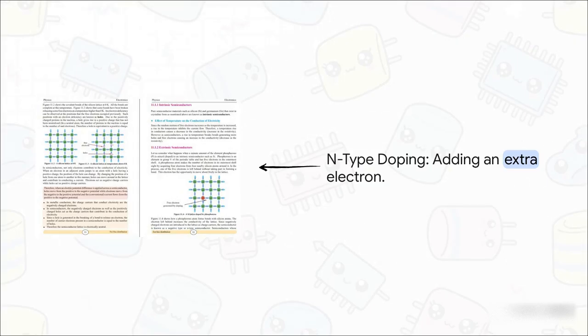So one way we can do this is by adding a tiny amount of an impurity like phosphorus into the silicon. Now, phosphorus has 5 electrons on its outer shell, but silicon only has 4. So when they bond, there's this one extra electron just kind of hanging out, with nowhere to go. This gives us what we call an N-type semiconductor. N for negative, because of all these extra free electrons just waiting to carry a current.